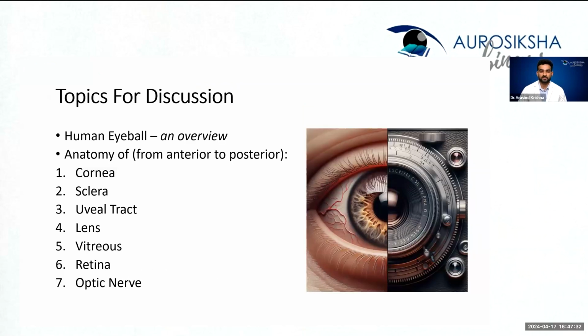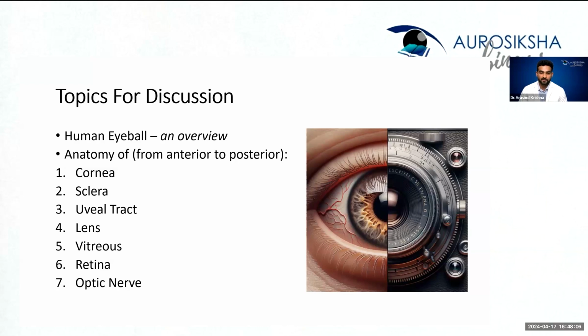The topics for discussion are going to be in a systematic order. As you can see in this image, the eye can be compared to a camera. Similar to a camera, the eye has a lens. Light rays fall on the eye, they get refracted, and they fall on the retina, which captures the image. Similar to how a camera captures images, our eye captures images and records videos on a daily basis, which we take for granted. But let's take a look at the anatomy of the eye, because understanding anatomy is very, very important.